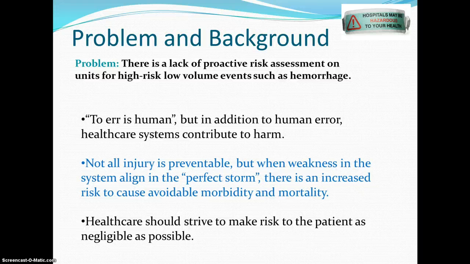There is a lack of proactive risk assessment on units for high-risk, low-volume events such as hemorrhage. We tend to do root cause analysis after there's harm or after there's an event, but we need to be more proactive and discover our risk points before these happen. Care is human and we will make mistakes, but trying to develop the best systems around our care is going to help mitigate that risk.